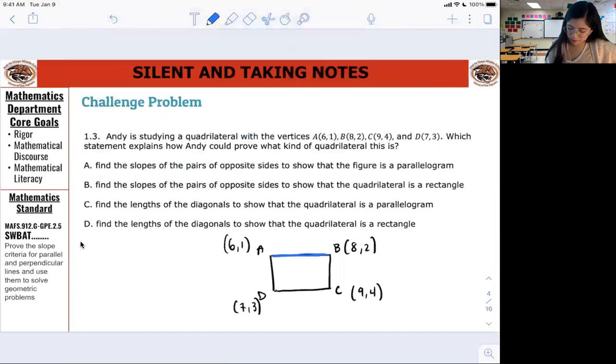Okay, so if we find the slopes of the pairs of opposite sides, will we be able to show that it is a parallelogram? Yes. And why is that? Because we're going to prove that it has two pairs of parallel sides. Good. So if we're able to show that these sides are parallel, we can prove that it would be, in fact, a parallelogram. So should we do that just to double check? Yes. Let's do it.